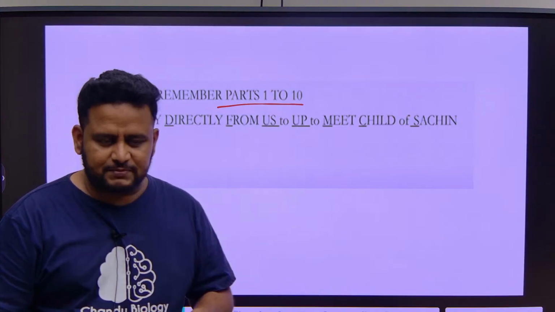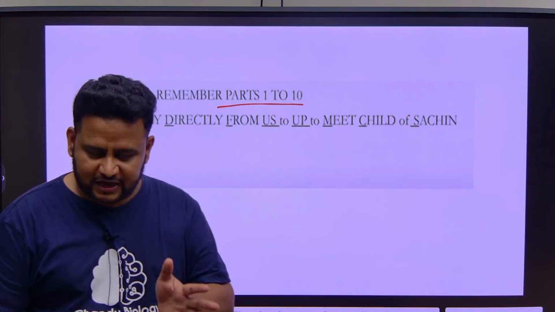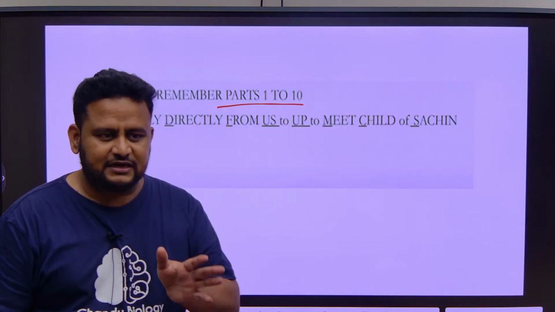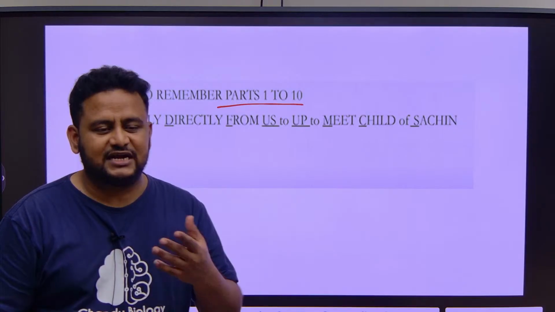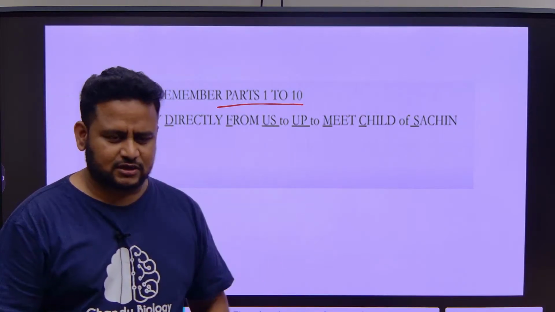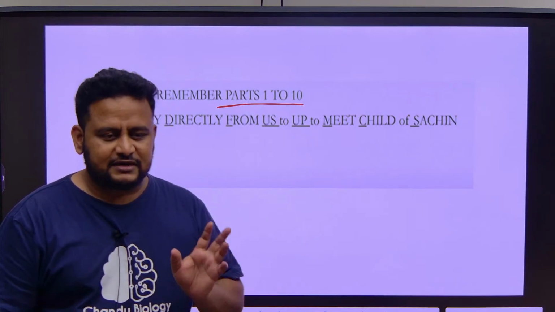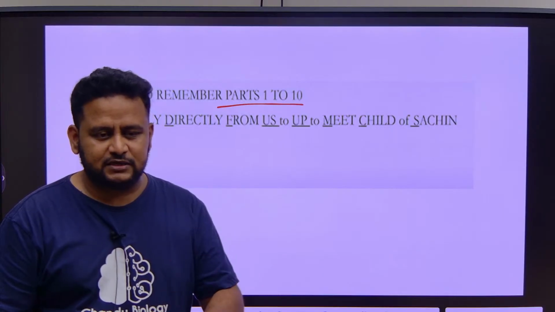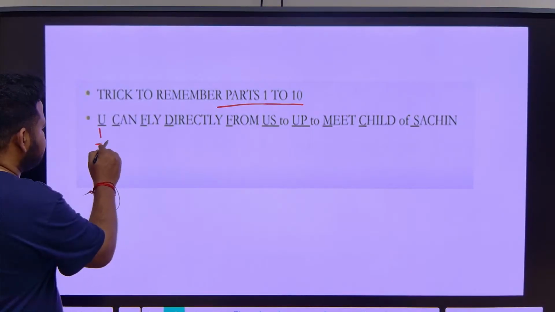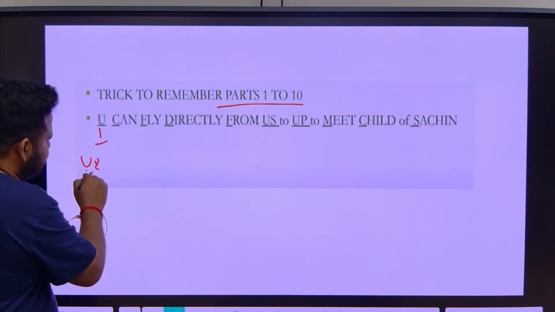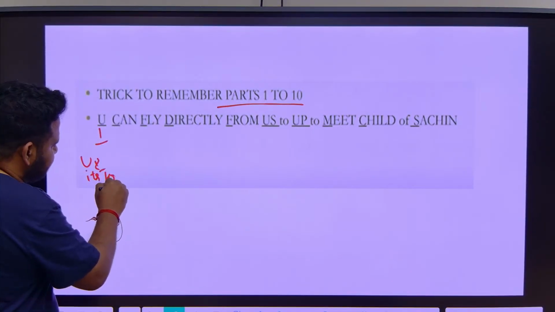So the trick to remember the first 10 parts is, listen carefully: you can fly directly from US to UP. Why do you have to fly? To meet the child of Sachin. You can think about Sachin Tendulkar. Here U stands for what? U stands for Union and its territory, not Union territory, Union and its territory.